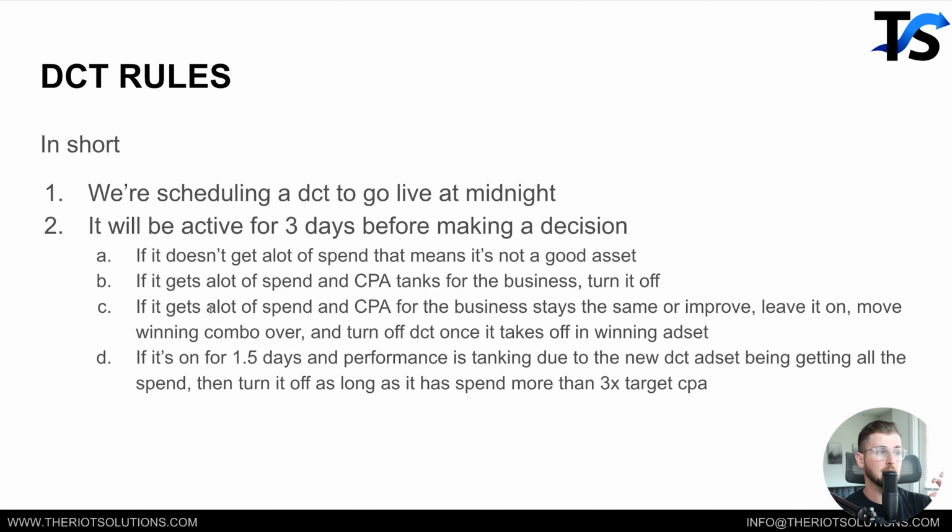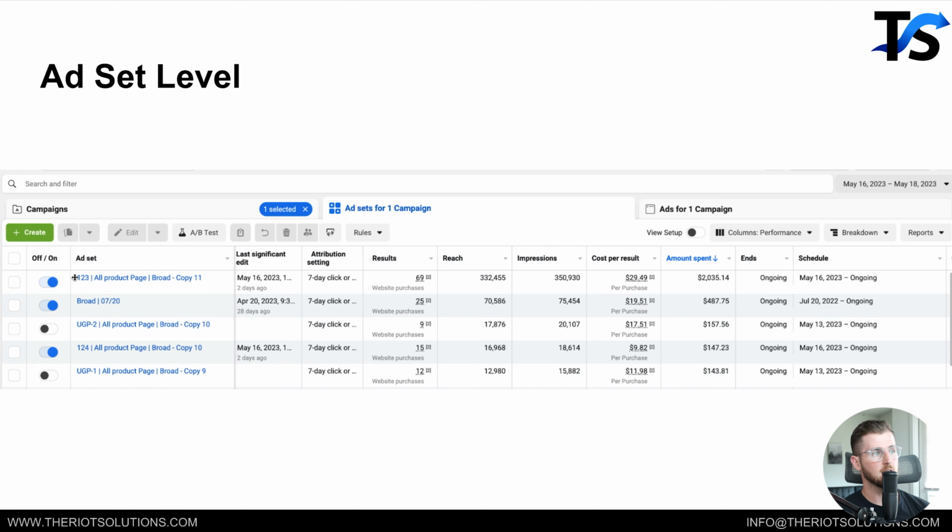Now, if it gets a lot of spend and CPA for the business stays the same or improves, simply leave it on. And then move the winning combo over and turn off our DCT once it takes off the winning ad set. So basically just taking 123, taking the winning ad and putting it into broad, our main ad sets, and just letting it run. Now, both of these are broad targeting, just to be fully transparent on that. The only difference is broad 0720 is our main ad set with all of our winning ads, and 123 is a dynamic ad set with our dynamic creative.